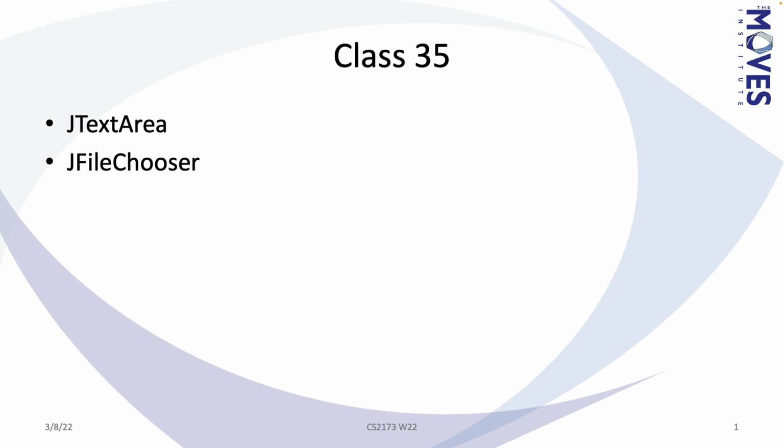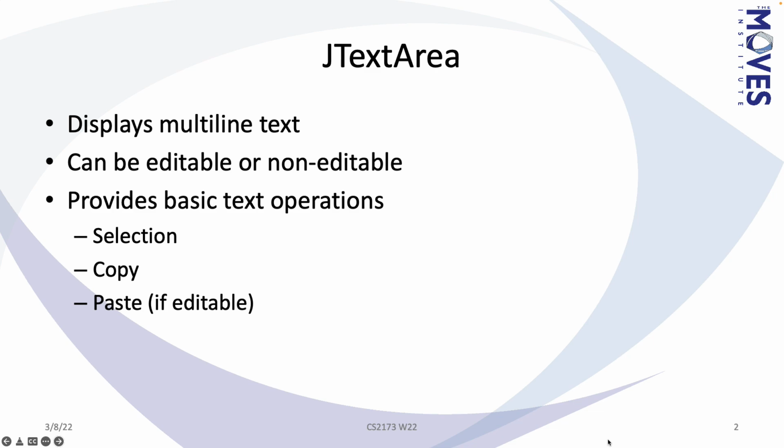Okay, so actually I think there was one little item from yesterday I need to pick up on, but I want to just talk about two things in Swing. One is a text area, which is where, as you might guess, you put text, and it's actually quite robust.